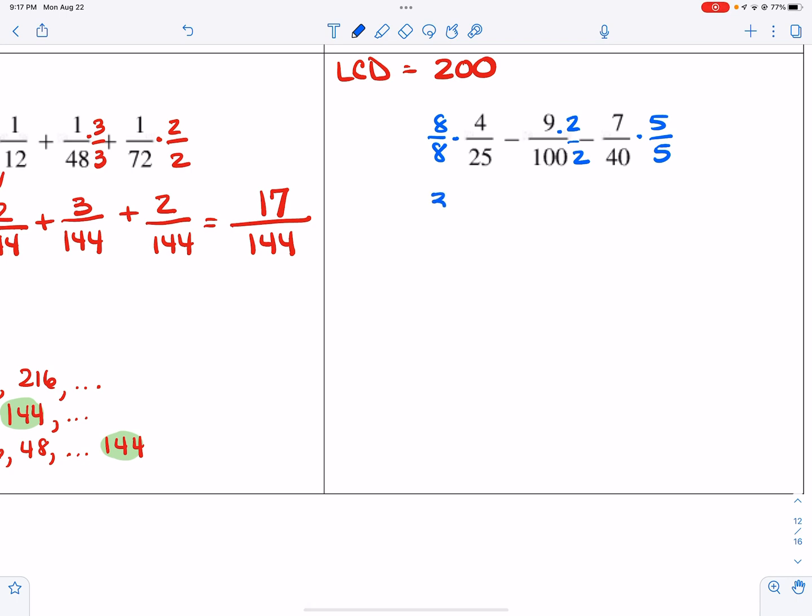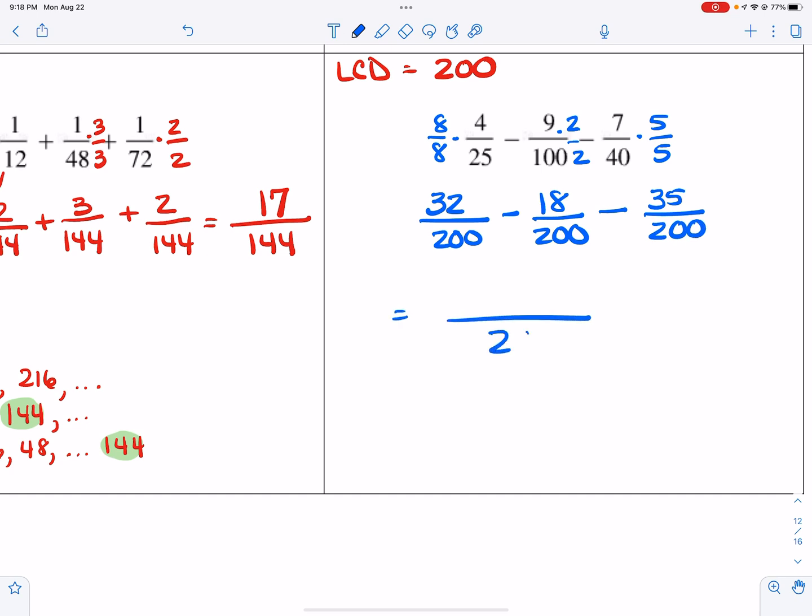8 times 4 is 32, and 8 times 25 does give me 200, minus 9 times 2 is 18, 100 times 2 is 200, minus 7 times 5 is 35, and 40 times 5 is 200. So now we write the denominator, that's the same, and then I'm just going to punch this into my calculator. 32 minus 18 minus 35 gives me negative 21. And that would be my answer.